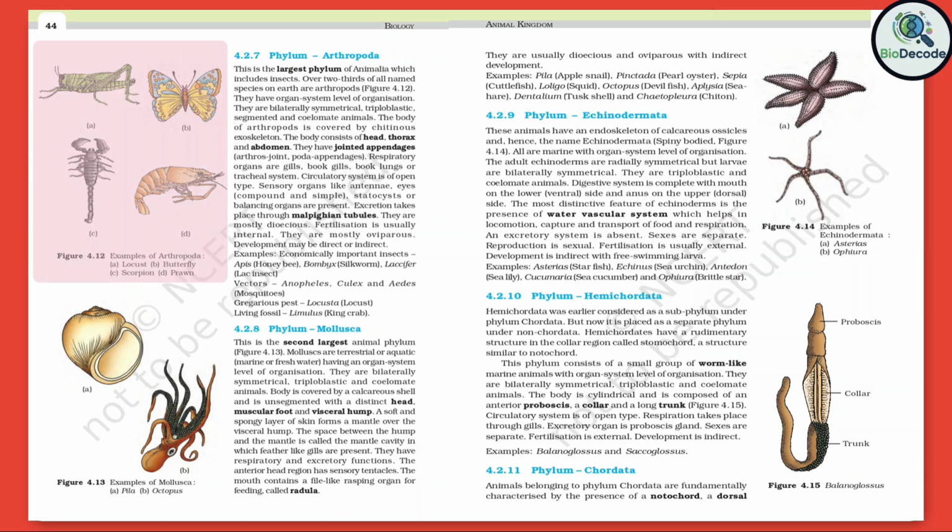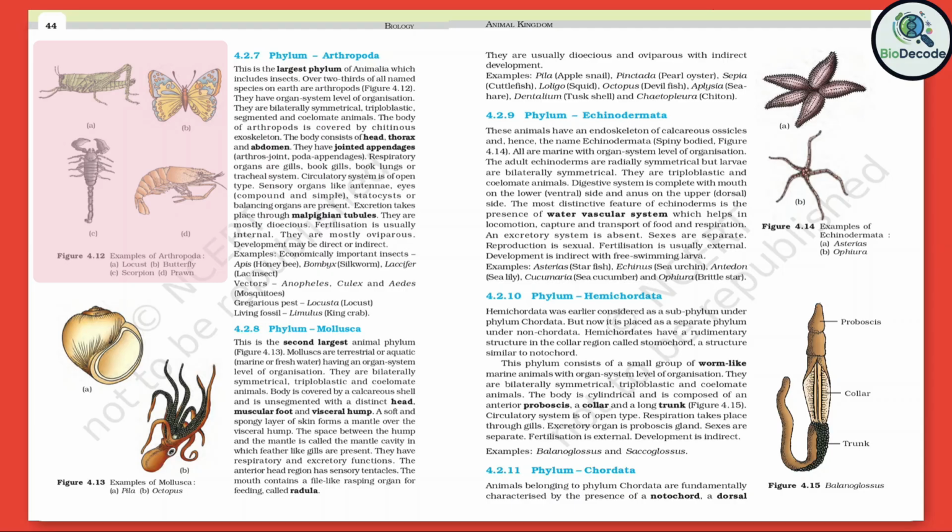Figure 4.12. Examples of Arthropoda: A, locust; B, bee; C, butterfly; D, scorpion; E, prawn. This figure showcases representatives of the largest animal phylum, Arthropoda, distinguished by jointed appendages and a chitinous exoskeleton. Locust, a terrestrial insect with 3 distinct body regions: head, thorax, abdomen, and wings. Its ability to form swarms demonstrates social and behavioral adaptations. Butterfly displays striking metamorphosis from larva to adult, an adaptation for exploiting different habitats and food sources during life stages.